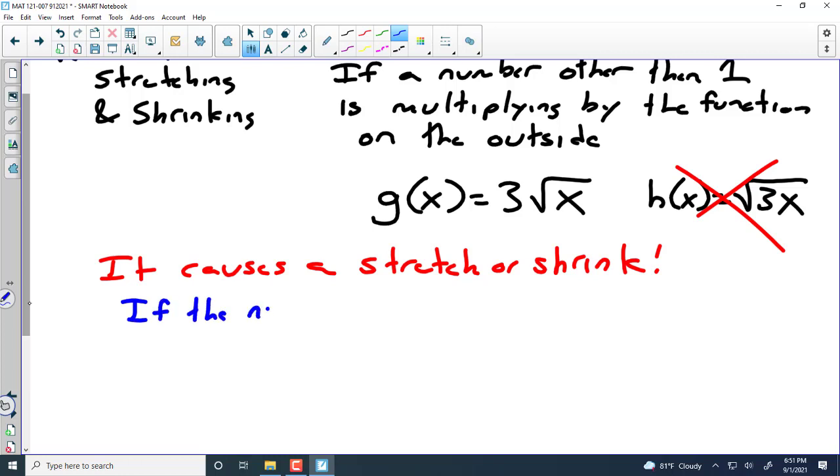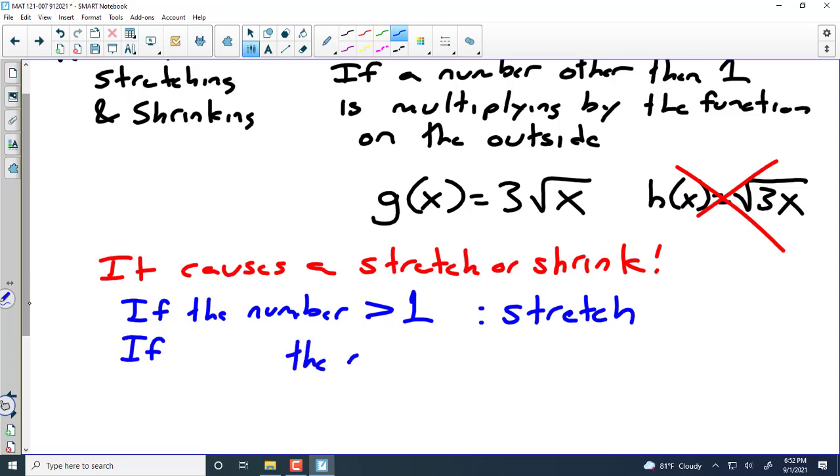If the number is greater than 1, if the number out there is bigger than 1, like 3, 4, 5, 6, 7, that's going to cause what we call a stretch. If the number is between 0 and 1, what's between 0 and 1? Fractions, 1/2, 1/3, 1/4. If the number is between 0 and 1, that causes the shrink. That causes the graph to distort in a different way.